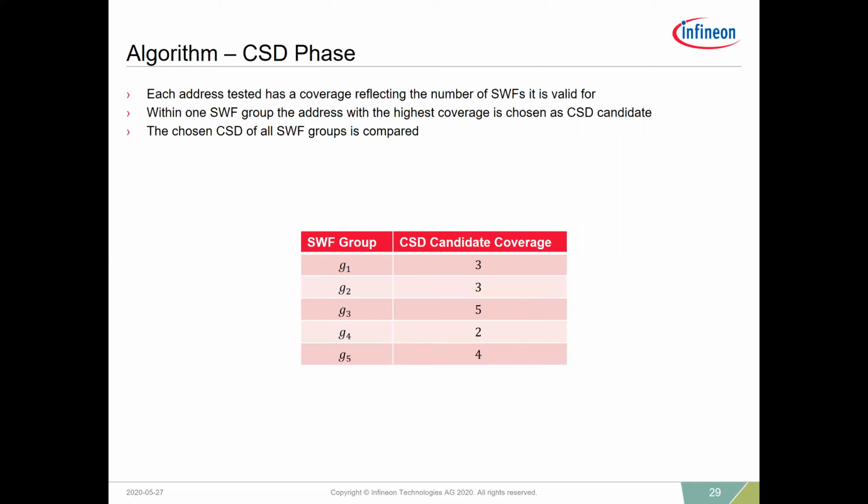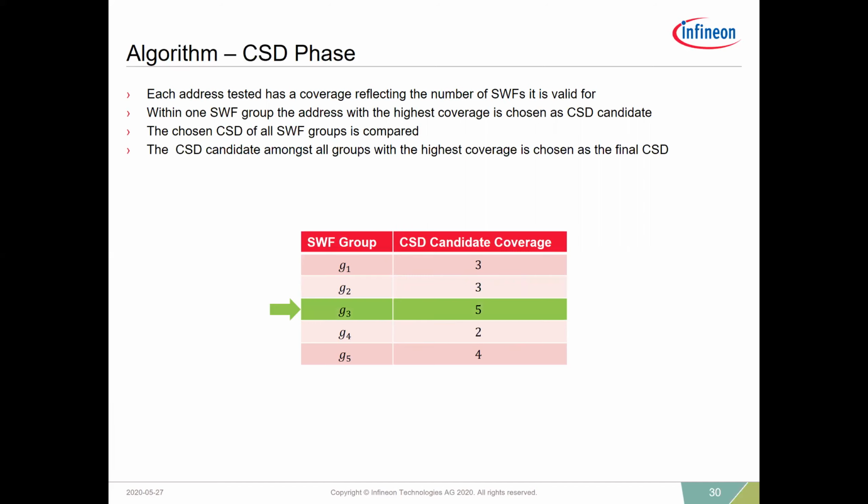Now think of, we have several groups which we investigated independently. So now we end up, for example, with 5 groups, and every group has the best CSD. And in this example, G3 has the best coverage. So the CSD candidate of G3 has the best coverage with 5. So we pick this as the task set. So the chance is, from our test, which I will show later, at 100% that this is not a task set.